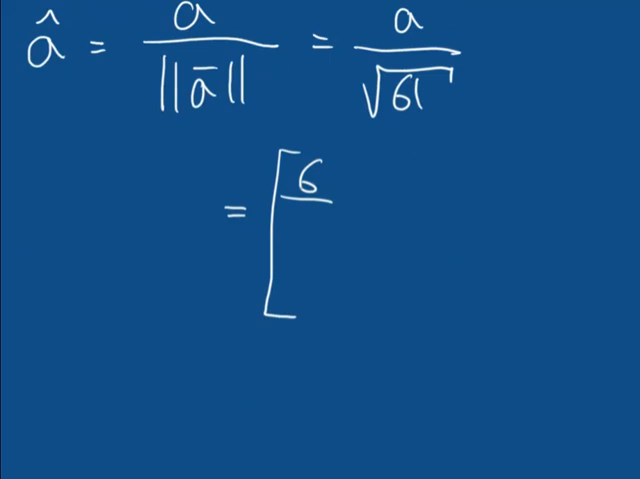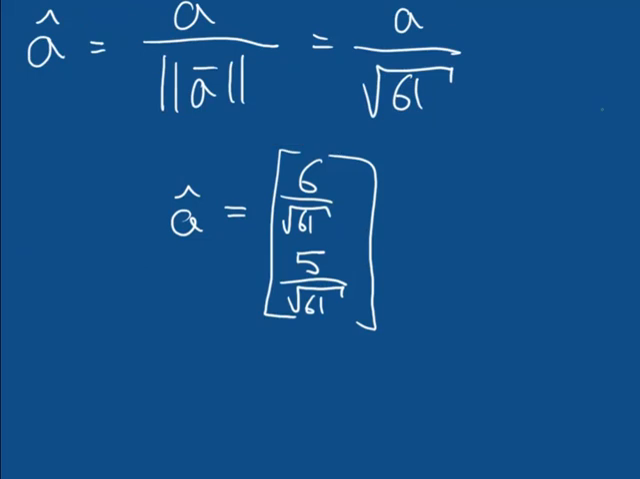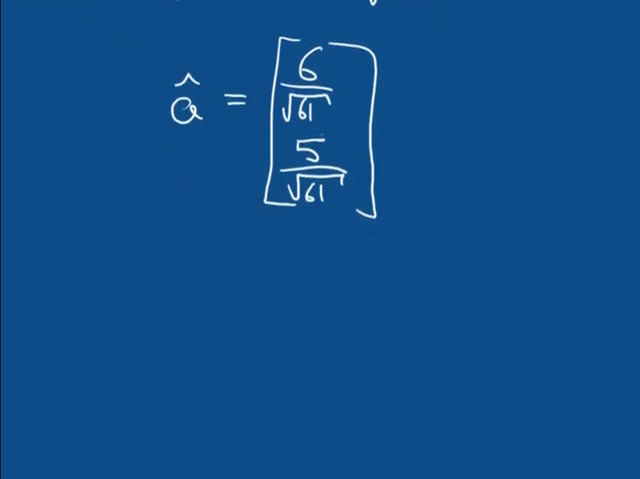So 6 divided by the square root of 61. And the y component was 5. So 5 divided by the square root of 61. So this is our unit vector. This is the accurate way of writing our unit vector. We have 6 over the root of 61 as our x component and 5 over the root of 61 as our y component. But how do we check that this is indeed a unit vector?